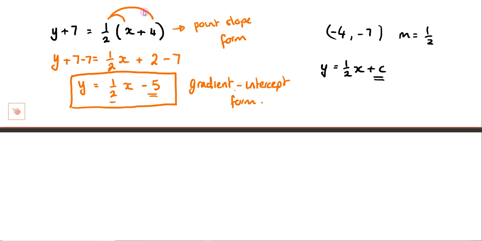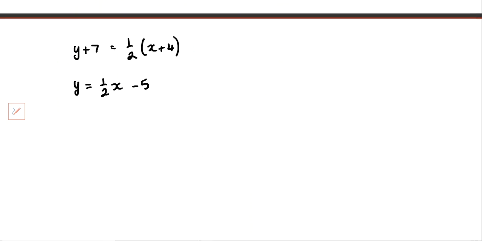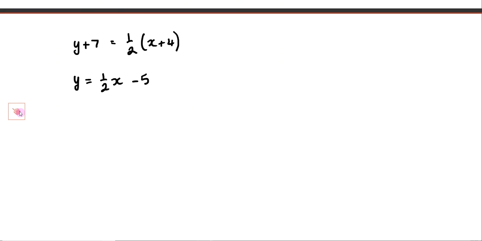Let me go on to the next form then. I'm just going to rewrite these. So far for the second one that we've been doing ourselves, we have point slope, which is y plus 7 equals 1 half of x plus 4. That's one form of the line. We also have y equals 1 half x minus 5, which is the gradient intercept form. What we want now is the final form, which is standard form.